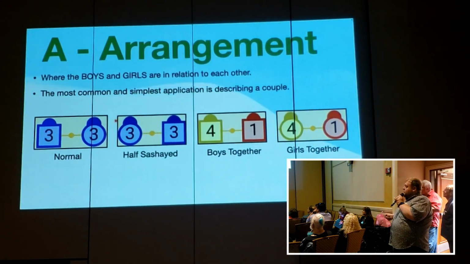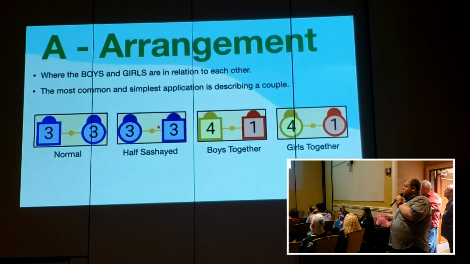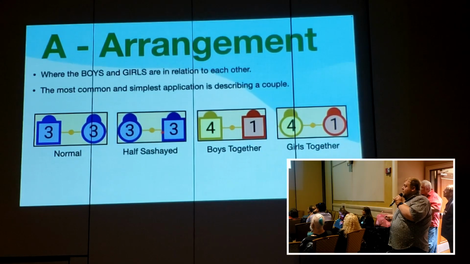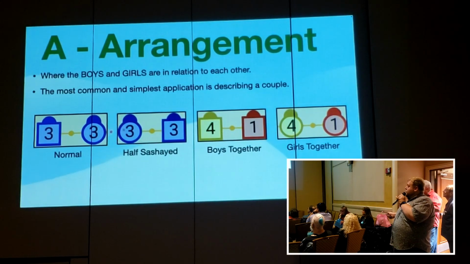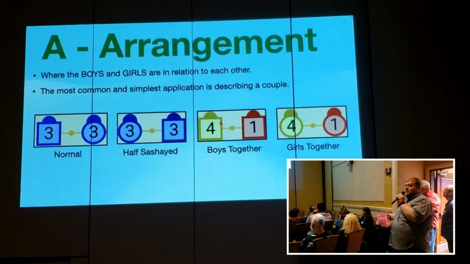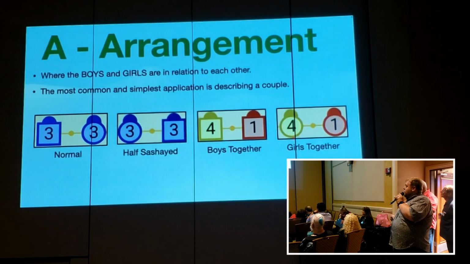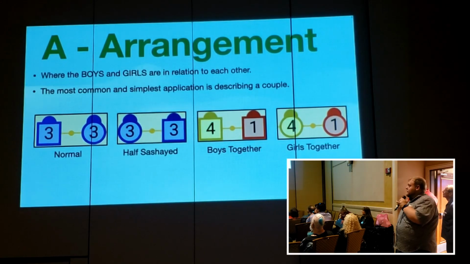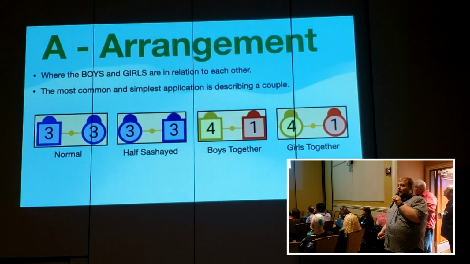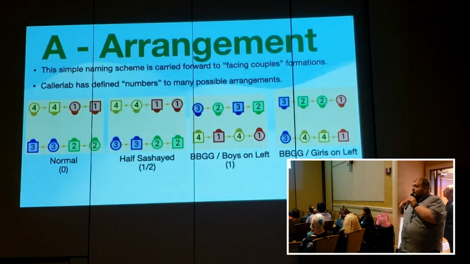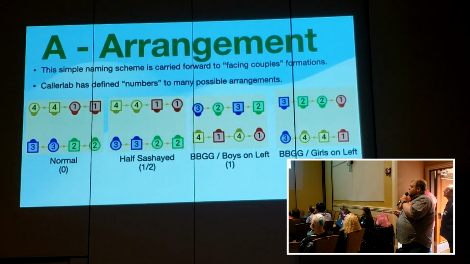When we have this situation where the boy, who is boxy and pointy, because boys are always boxy and pointy, is on the right-hand side of the girl, we'll call that half sashayed. When we have 2 boxy boys together, we're just going to say boys together. And we have 2 beautiful round girls together, we're just going to call that girls together. This is the simplest application, and we can expand that into our facing couples and facing lines. I've talked about it a little bit earlier.